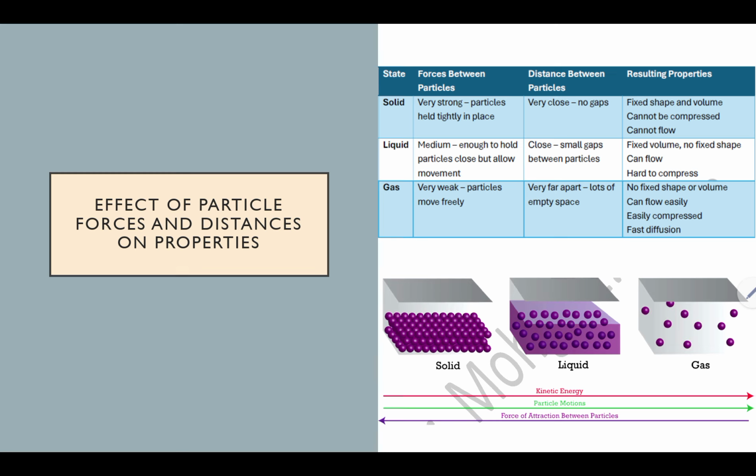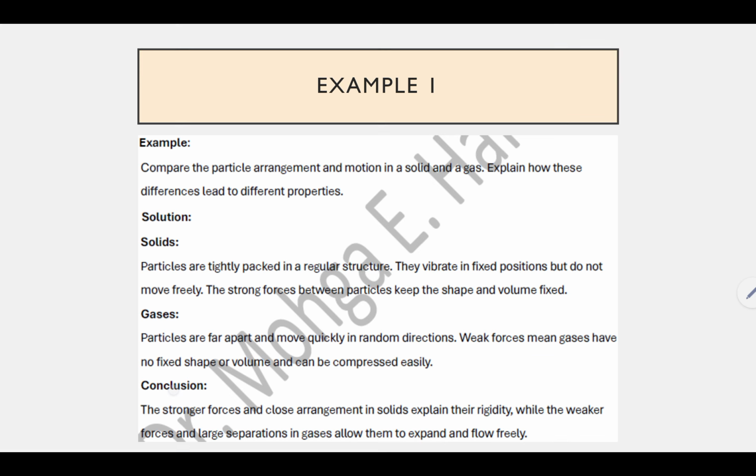As we move from solid to gas, the particles gain kinetic energy and particle motion increases, and the forces of attraction decrease from solid to gas. Here's an example. Compare particle arrangement and motion in solid and gas. Explain how these differences lead to different properties.